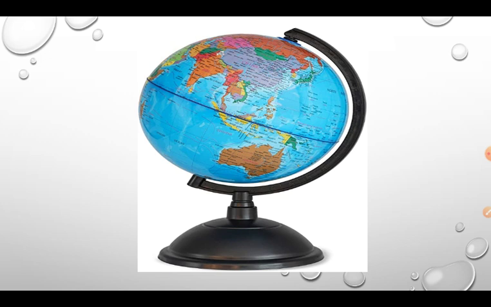On the globe, countries, continents and oceans are shown in their correct size. As you can see, the different countries, continents as well as oceans. Now the blue color on that globe depicts water bodies.